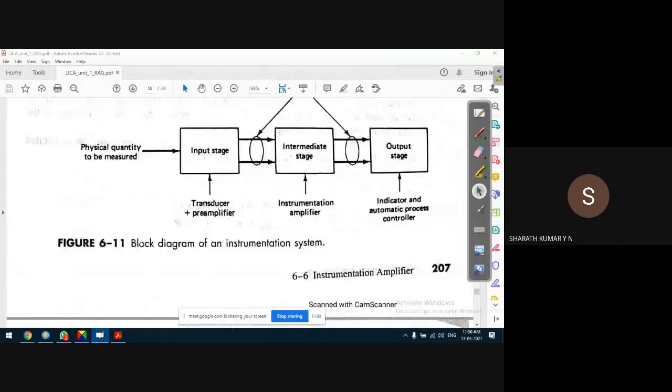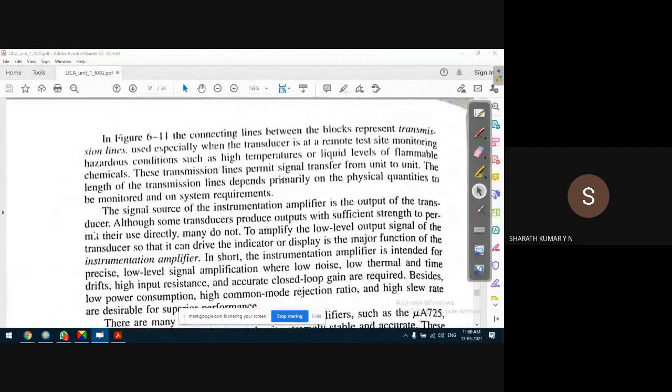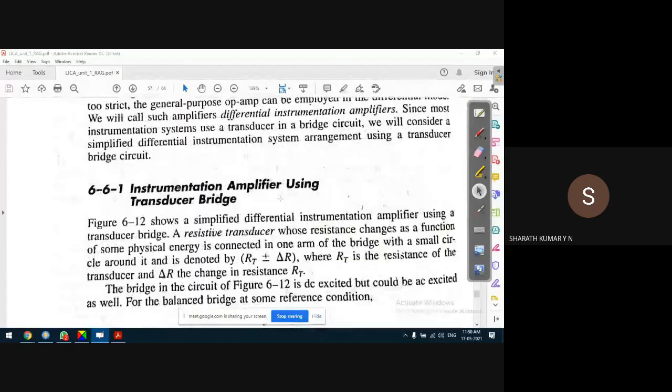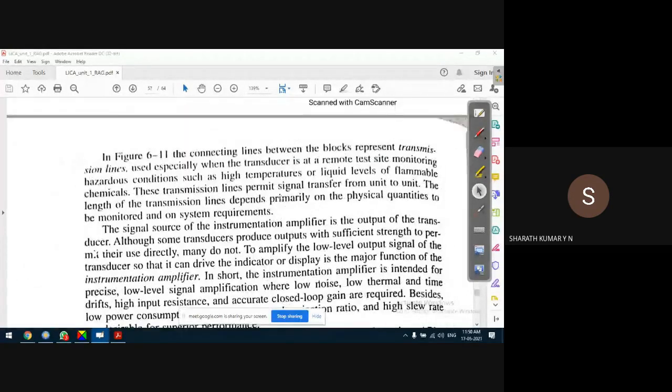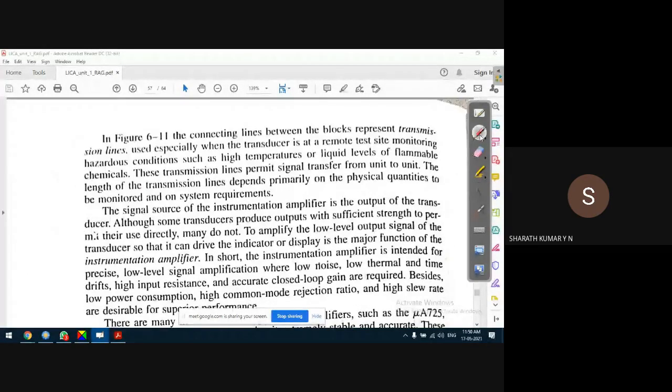Anyway, now the block diagram of an instrumentation system: the instrumentation amplifier using a transducer bridge. Let us quickly look into this. The connecting lines between the blocks represent transmission lines. These transmission lines mean a communication technique. It can be wired or wireless communication. Using the Bluetooth protocol also, we can communicate over a distance.